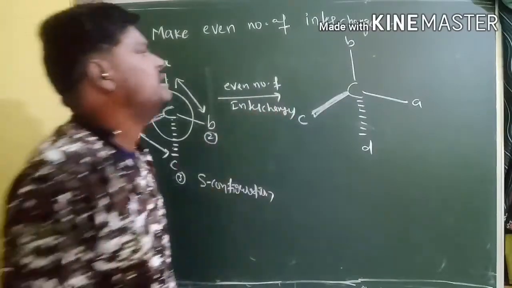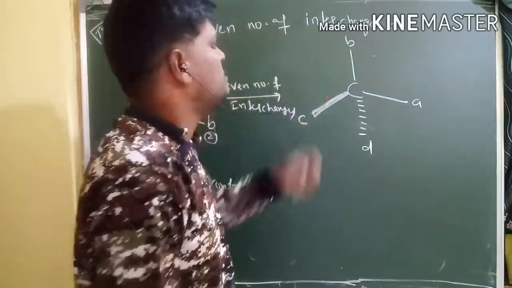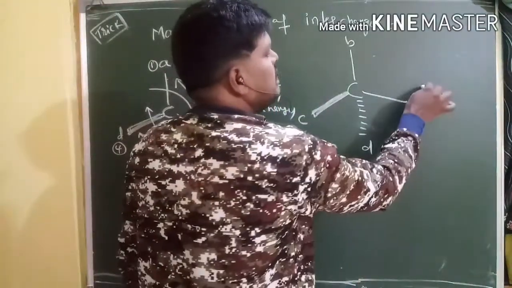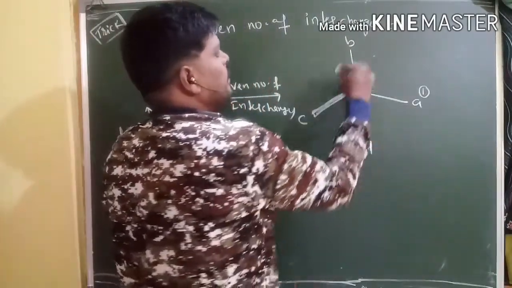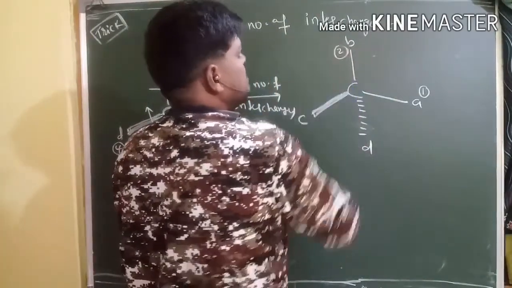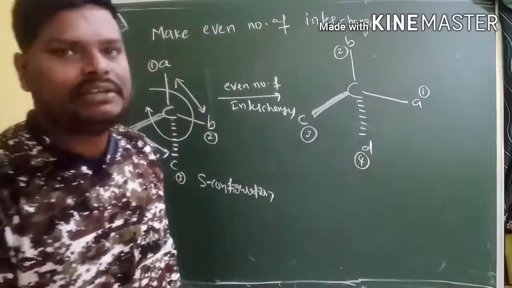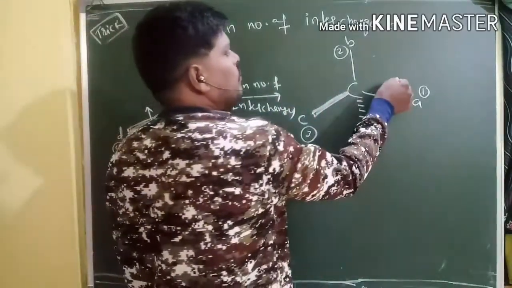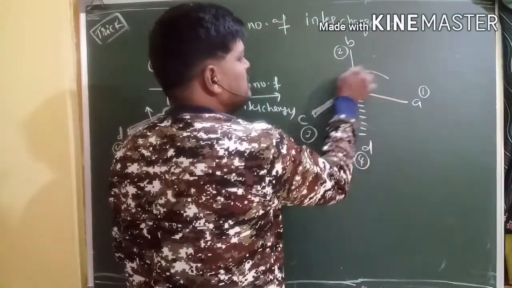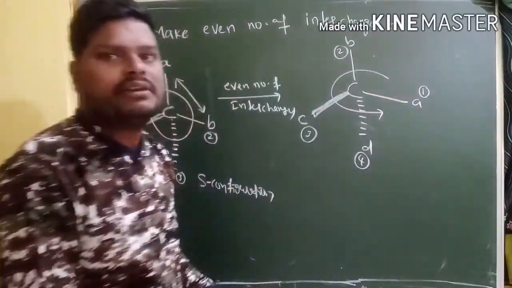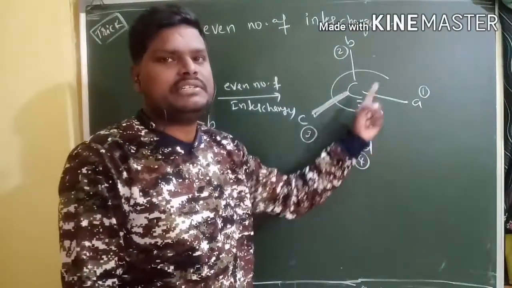Right, now coming to this one. So what is the priority in this case? A is the highest priority, and B is second priority, C third priority, and the fourth is the least priority here, right? So what direction is this one? 1 to 2 and 2 to 3. So this is the direction for this one, right? It is anti-clockwise direction.